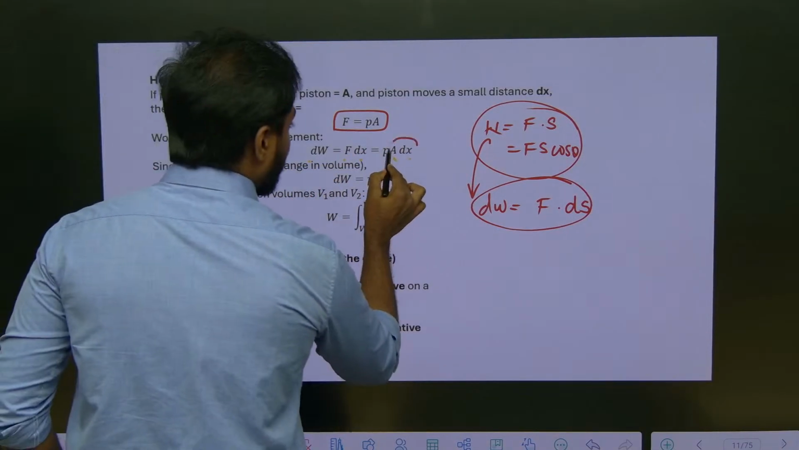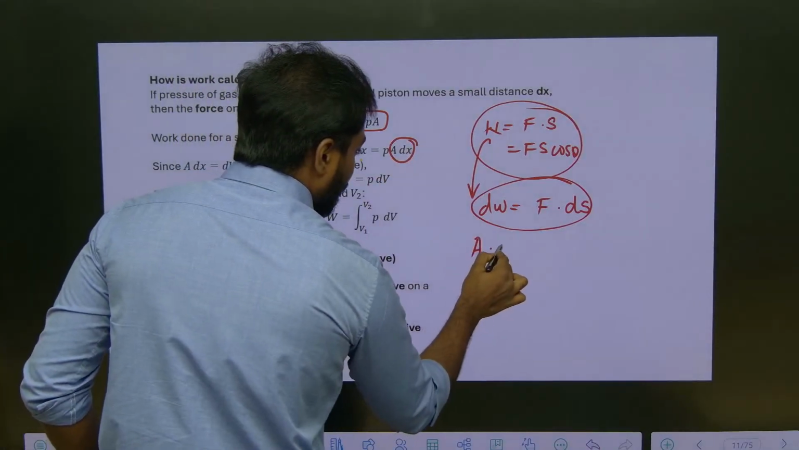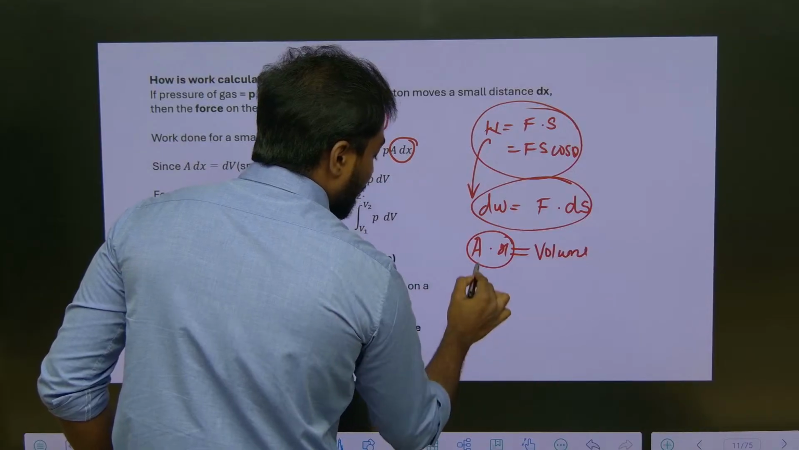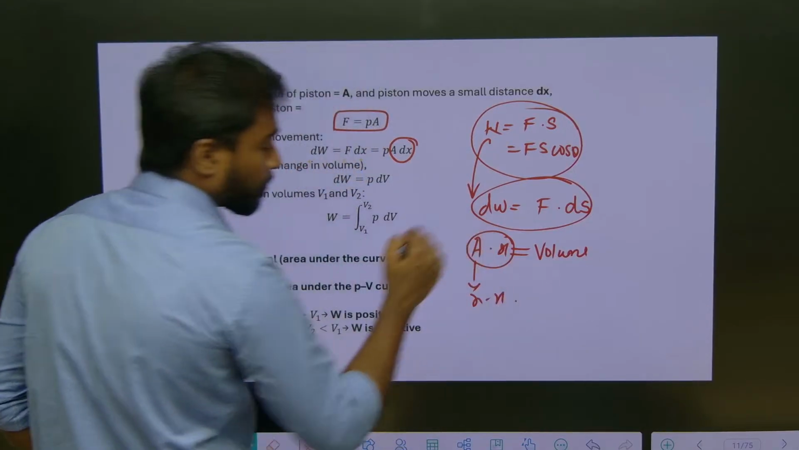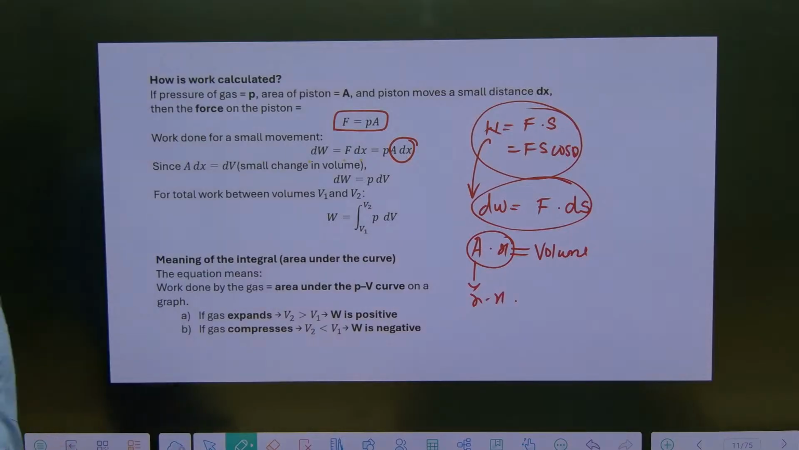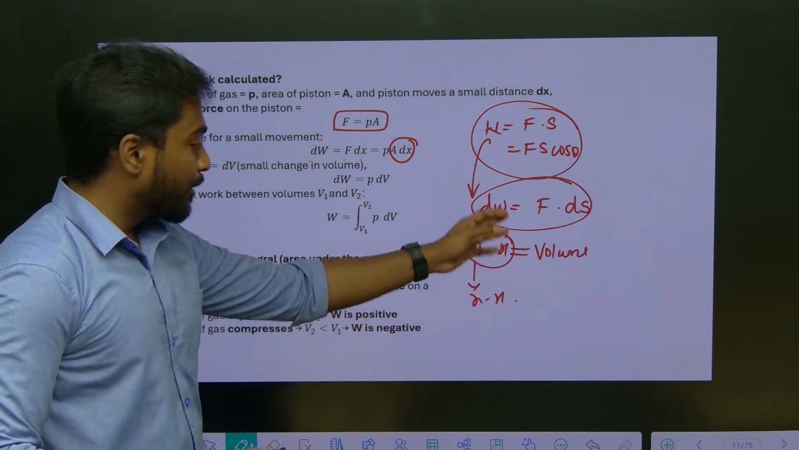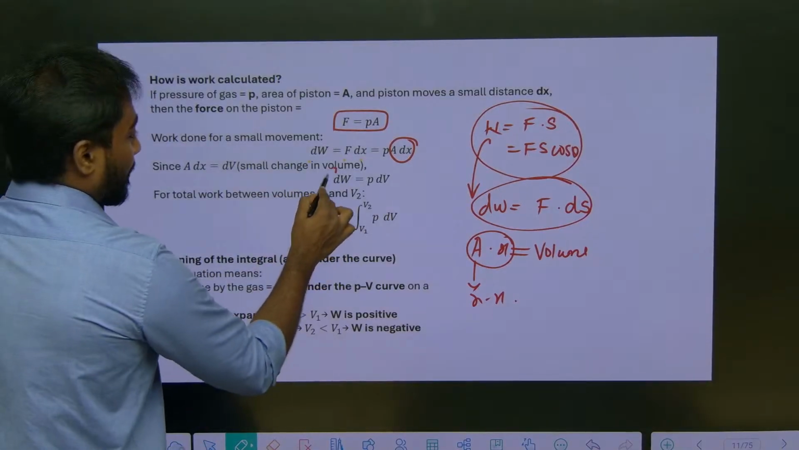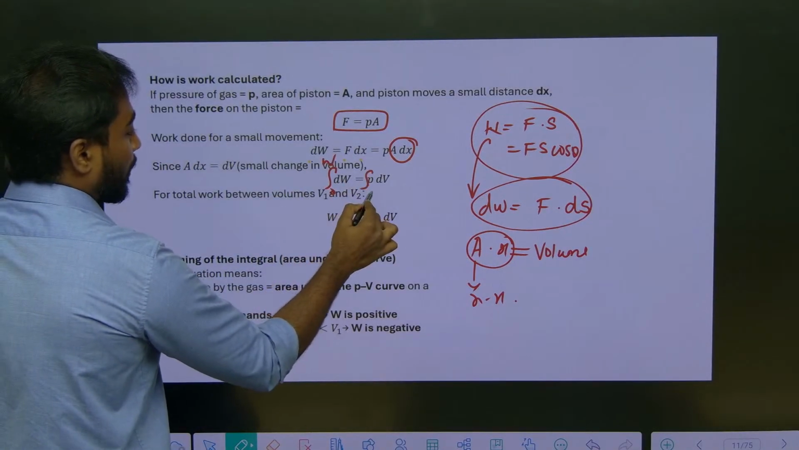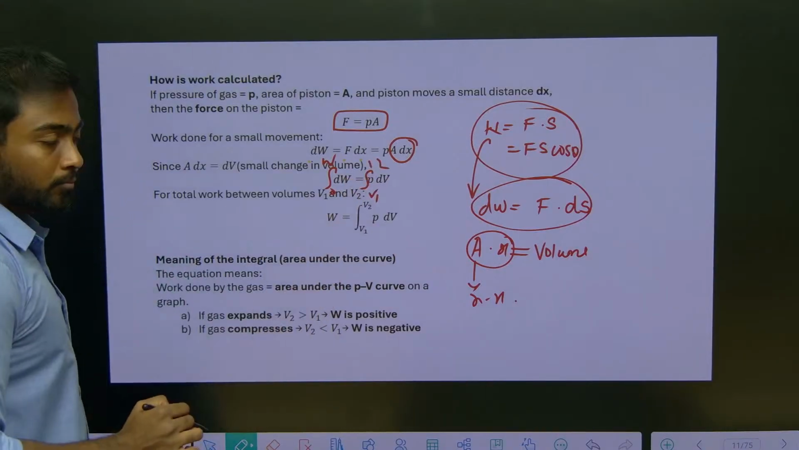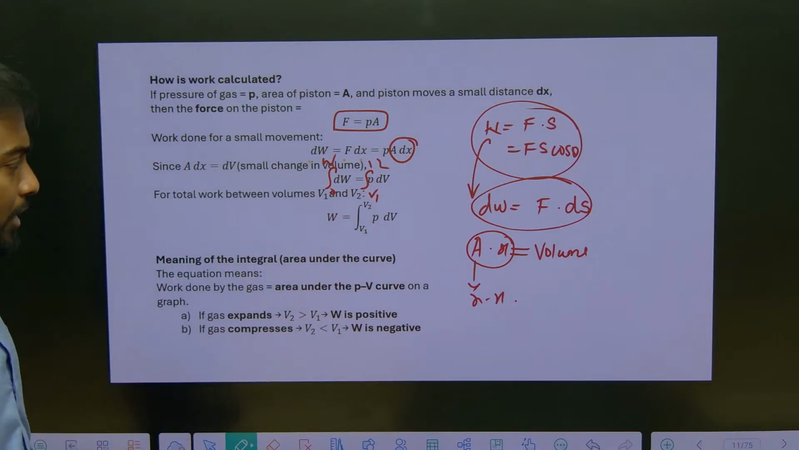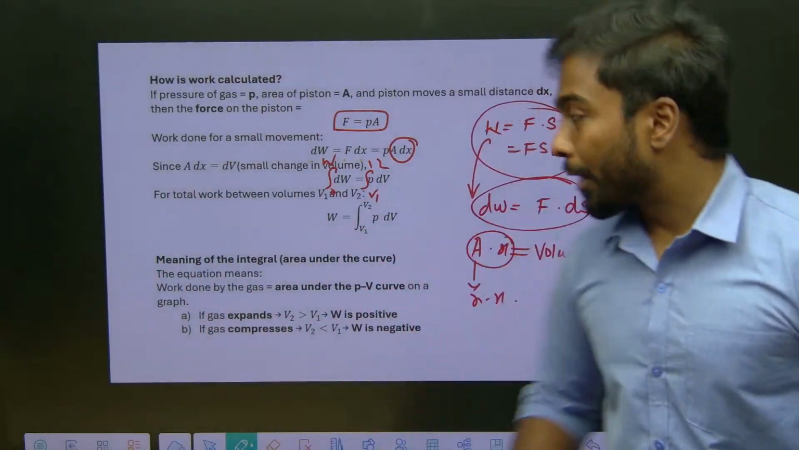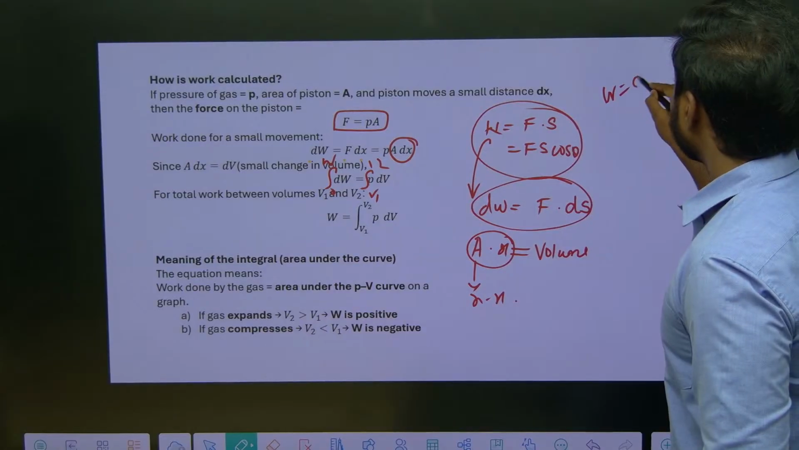What is the meaning of this? A into dx is nothing but volume, like length into length into length. So I can say that work goes from 0 to W, and this is from V1 to V2. Got it? V1 to V2. So from this we can understand that if volume doesn't change, work done will be 0.